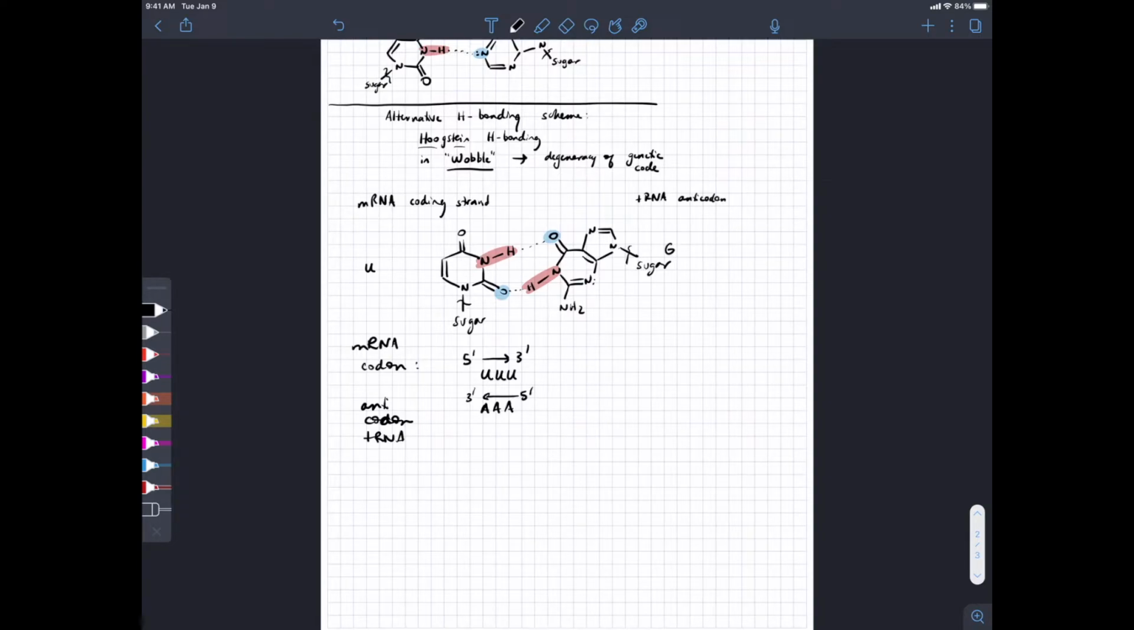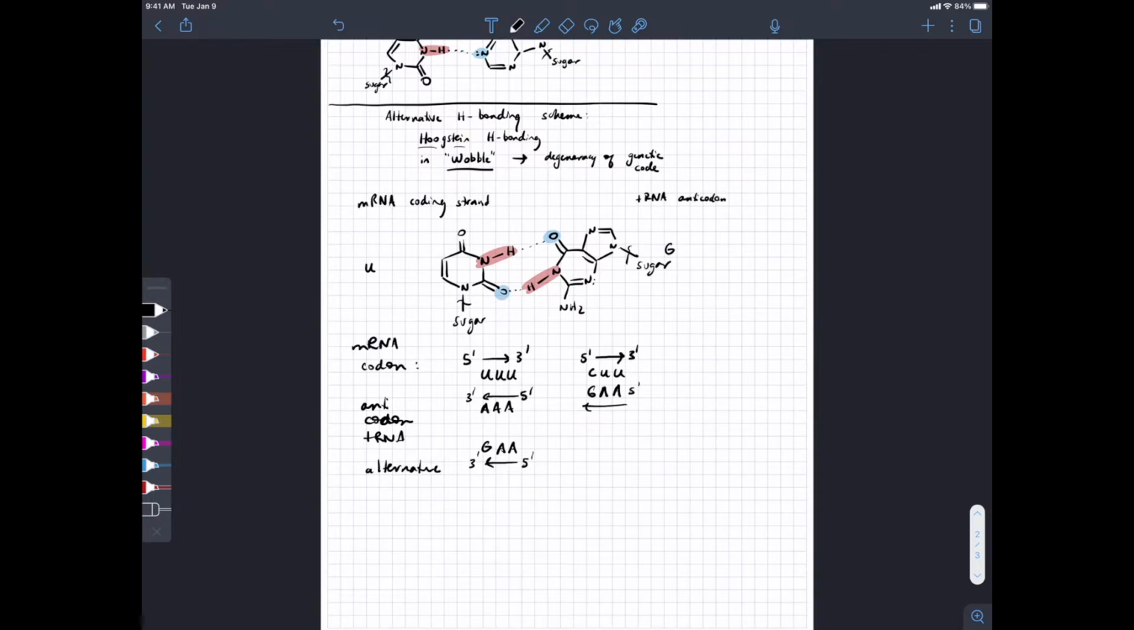And by the way, recognition is anti-parallel. We'll get to that maybe at some point. But what we're saying here is that there would be an alternative in which the following anticodon on the tRNA could recognize that UUU, and that would be AAG. Another thing that would mean is that alternatively, the codon UUC would also be recognized by the tRNA AAG.